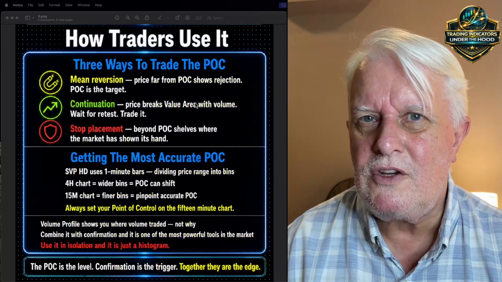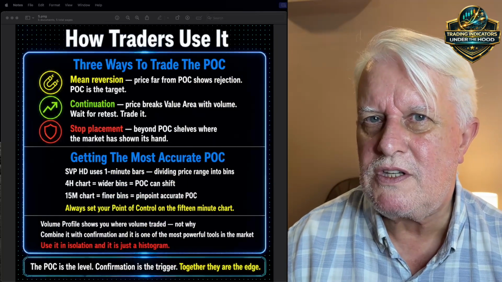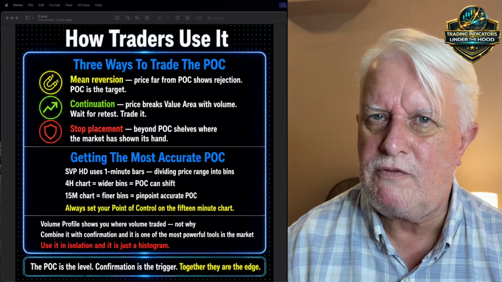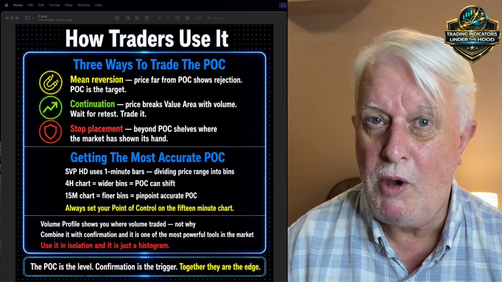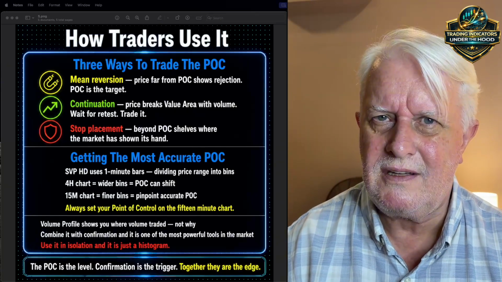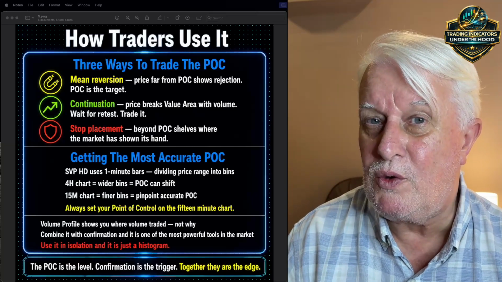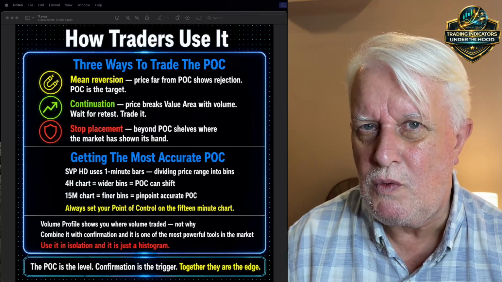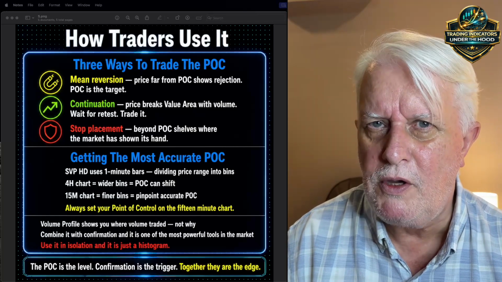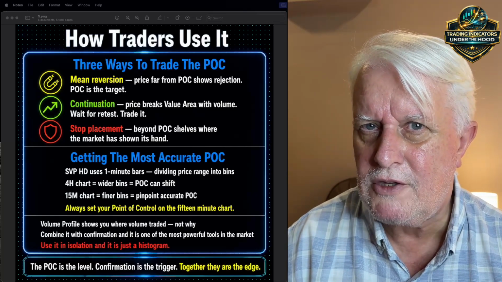So how do traders use it? Mean reversion entries, when price has moved well away from the point of control and shows rejection. The point of control becomes the first target. Continuation plays, when price breaks out of the value area with volume. Wait for the retest and trade continuation. Stop placement, beyond the point of control shows where the market has shown its hand.